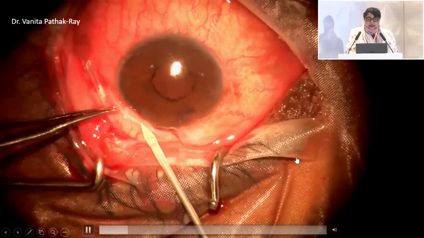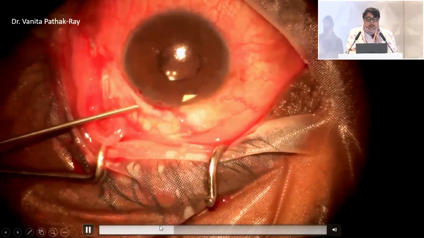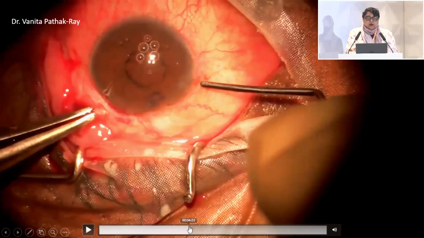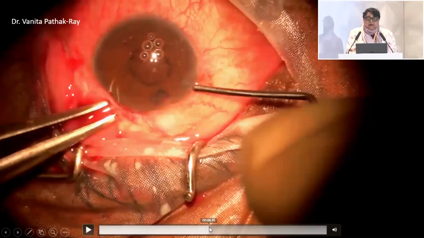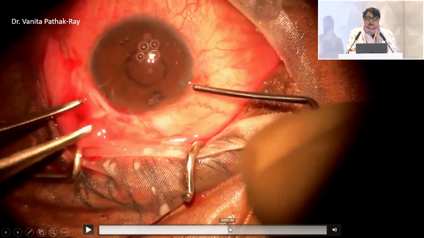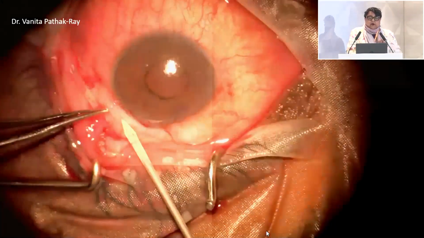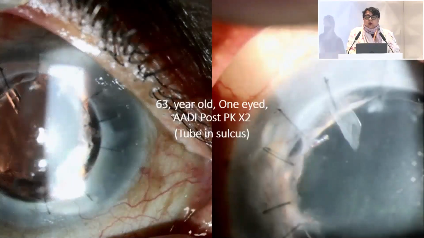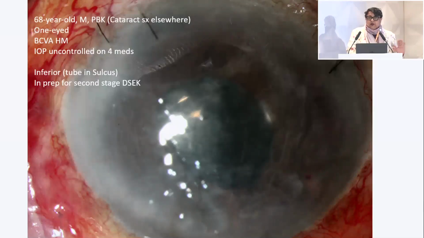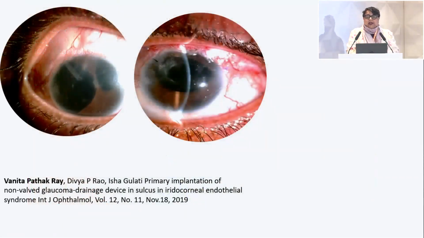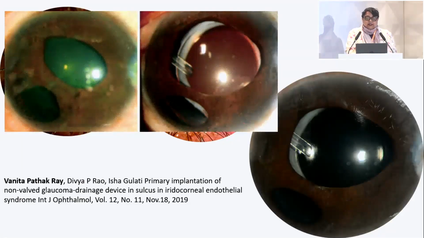You can see here in this particular case, just fast forwarding it for you, I'm placing it in the PI of the trab. I hope you can see the visibility of the tube there. In PKs, in all these conditions, I would always do tubes in the sulcus. This patient is awaiting a DSEK, and I placed a tube in the sulcus. And in ICE syndrome, all the time, I place it in the sulcus.